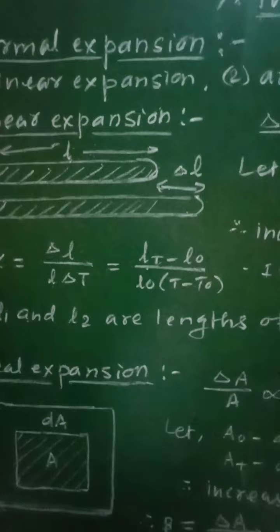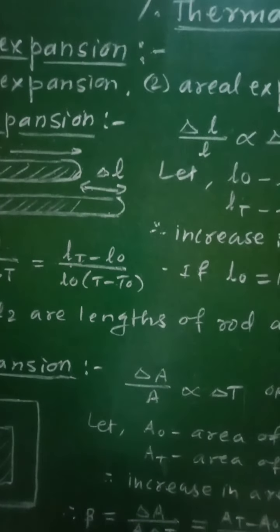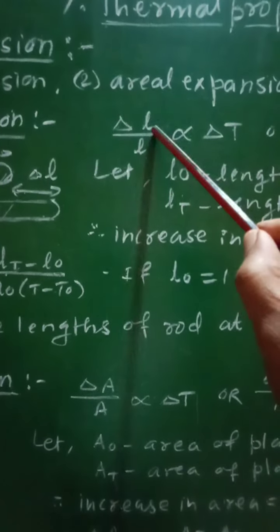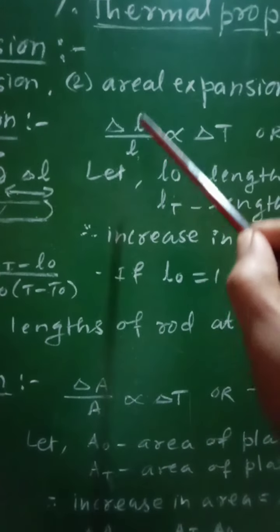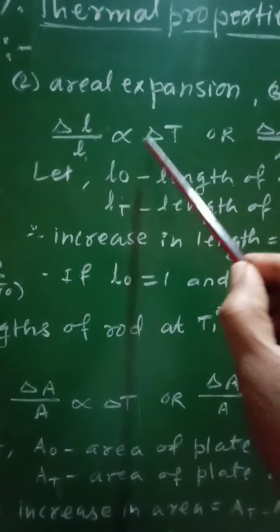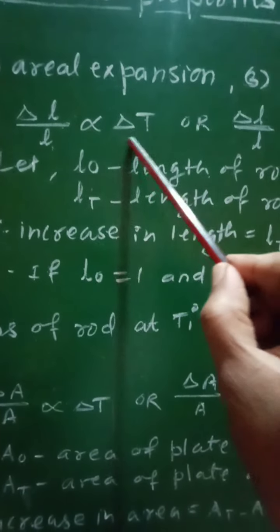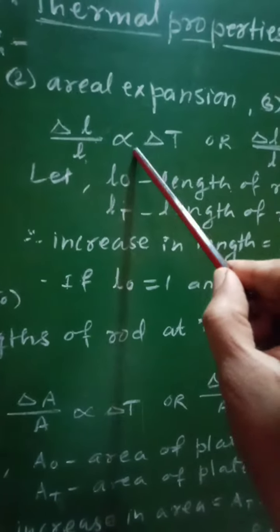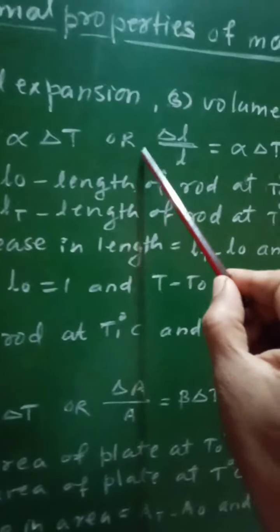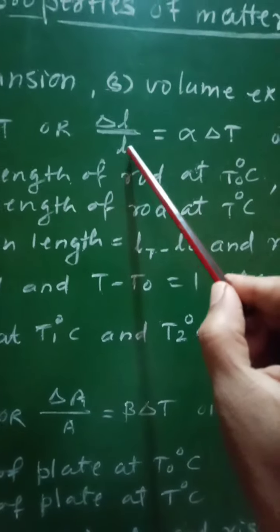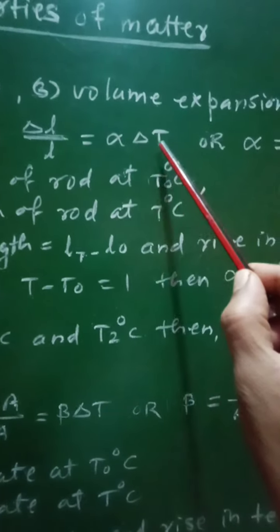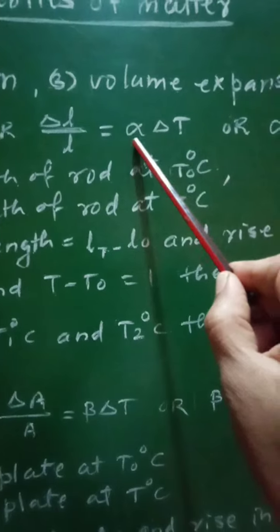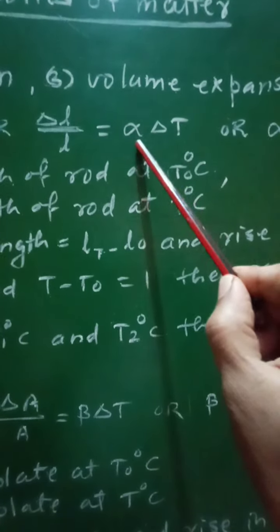And therefore experimentally it is observed that the fractional change in the length of the solid, that is delta L upon L, the change in length per unit original length, is directly proportional to the rise in temperature delta T. Therefore delta L upon L is proportional to delta T. Or by removing the proportionality sign, we can write delta L upon L equal to alpha delta T, where this alpha is the constant of proportionality, which is called the coefficient of linear expansion of that solid.